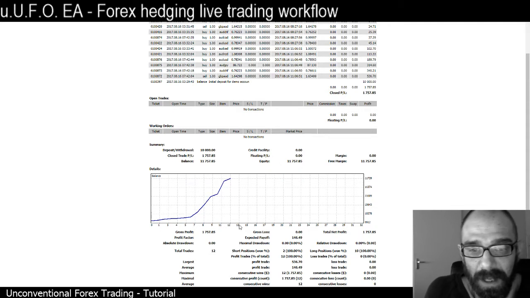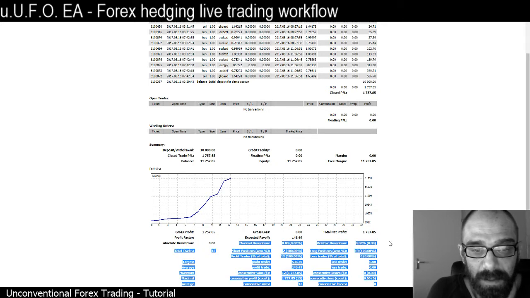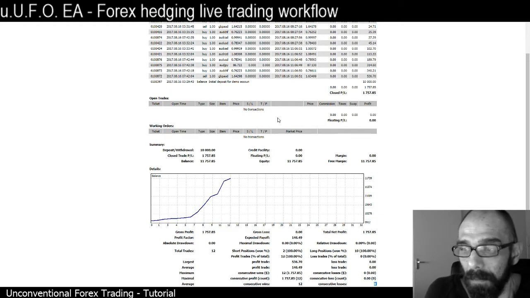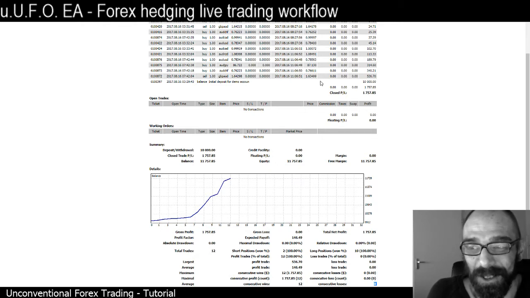So you can see in 12 operations, 2 short positions, 10 long positions, 100%, and how much the drawdown is, consecutive wins, consecutive losses. I'm done for the day. I don't need to trade in the afternoon. Maybe I trade in the afternoon if there is a good move, but I also have a lot of work to do because there are some requests that I have to handle, and I want to take some vacation as well.